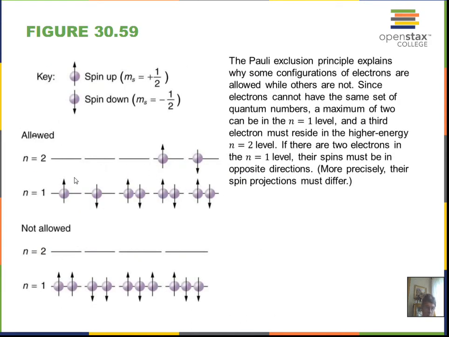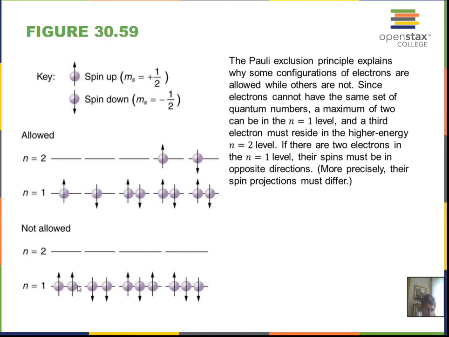So here's an illustration of this. As we put electrons into an atom, let's say we put into the n equals 1 state plus a half spin up and minus a half spin down. That would be allowed. As we want to put a third electron in, we can't put it in the n equals 1 level. Why is that? Well, if n is 1, L is 0, m sub L is 0. And the only thing that changes after that is the m sub s, being plus a half or minus a half. So this third electron must go up to the 2 state, and then could be up or down.